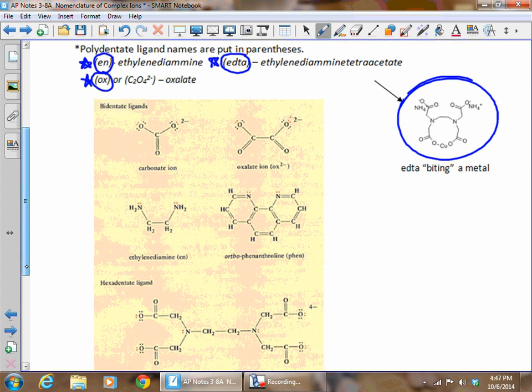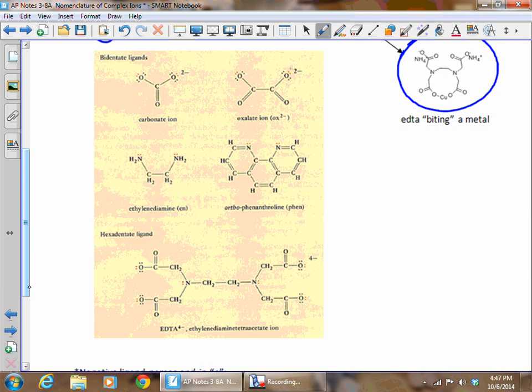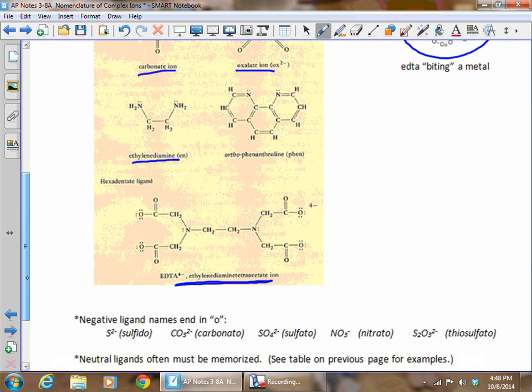Just some examples showing here of some of the ligands that you'll see. Some bidentate ligands like the ethylene diamine we were talking about. The oxalate ion. Carbonate is actually a bidentate. The ethylene diamine tetraacetate is actually a hexadentate, so that one will bite like crazy. So those are some examples of those.